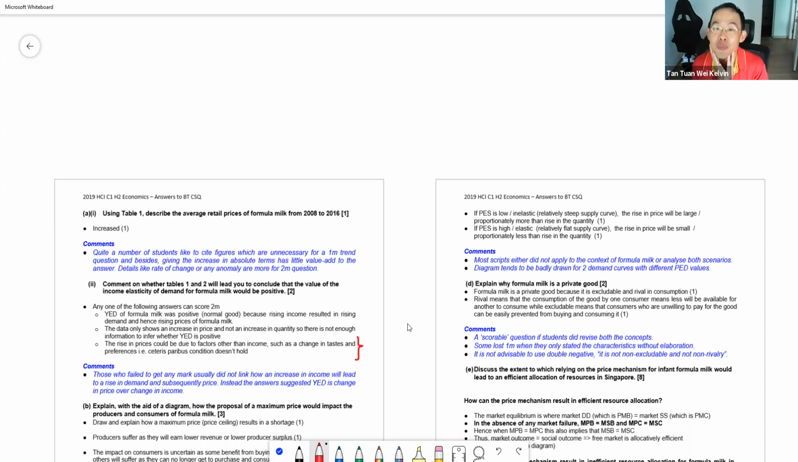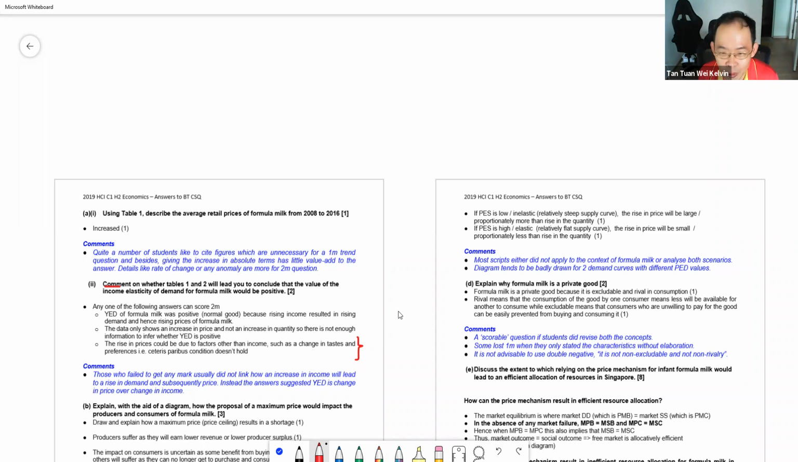However, the increase in price could be due to a shift of the supply curve, or the demand could have shifted for any other reason other than income. Okay, so that's why it's a bit more demanding here to score 2 marks. You've got to give a "however". The command word "comment" requires some kind of evaluation.